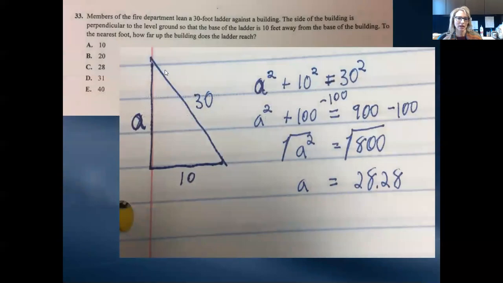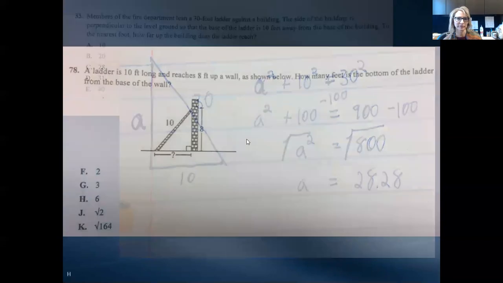So let's draw it. We got a ladder, it's 30 feet long. We're putting it 10 feet from the wall. We want to know how high up the wall it reaches. So we do a squared plus b squared equals c squared and put the 10 and 30 in there. 10 squared is 100, 30 squared is 900. We try to get a alone, so we get 900 minus 100 over there to get 800, and then we take the square root of that. So the square root of 800, you would put this into your calculator. The square root of 800 is 28.28, and the answer would be 28 for the nearest number.